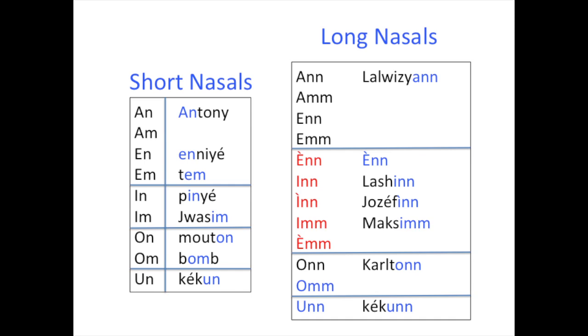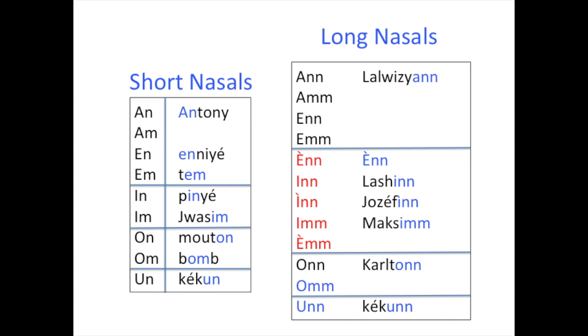E-M, temps, is our example. Temps, weather. Ça fait beau temps. It's a nice weather out. So neither the N nor the M are pronounced in the short nasals. They all make the same sound. Anthony, ennuyé, temps.